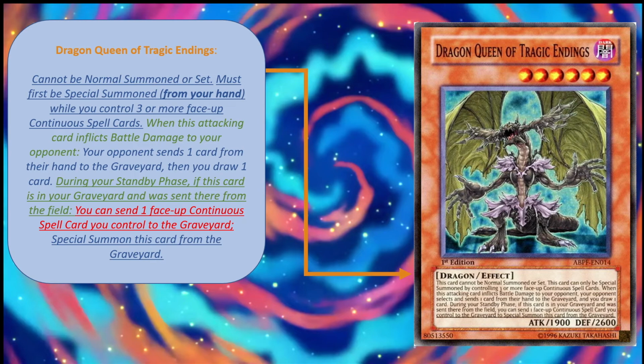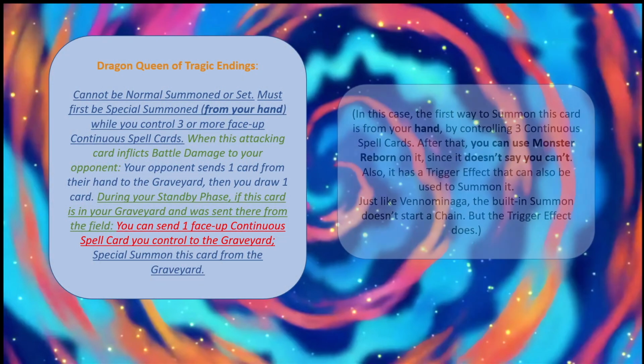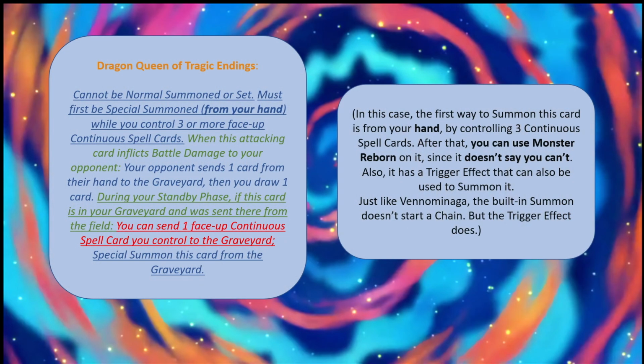Alright, now if we look at this, there's one more thing here that the card does not tell you. It doesn't tell you the only way you can get him back out is by its own effect. It gives you 2 different effects to get him out, but you can still use Monster Reborn on him. Alright, if we look at this now a little bit more in depth, in case the first way you summon this card is from your hand by controlling 3 continuous spell cards, after that, you can use Monster Reborn on it since it doesn't say that you can't.